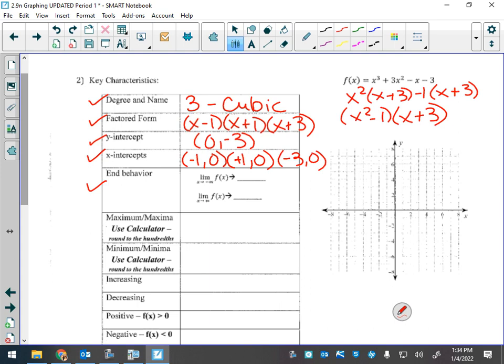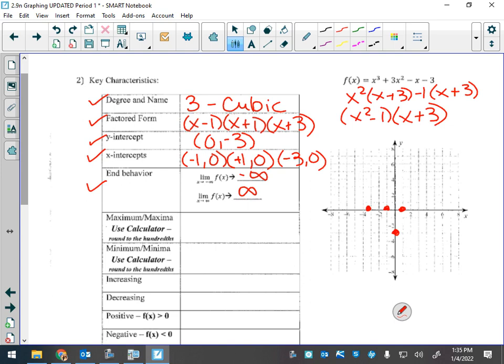Anybody? Emma, as x approaches negative infinity, where is y heading? Excellent. Good. As x approaches positive infinity, where am I heading? Yep, perfect. Okay, so I'm just going to plot these.